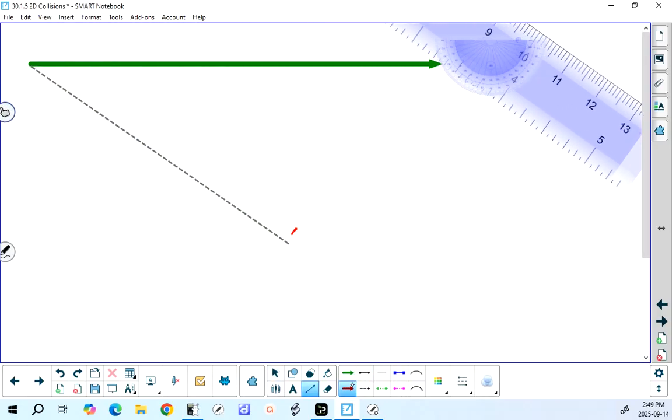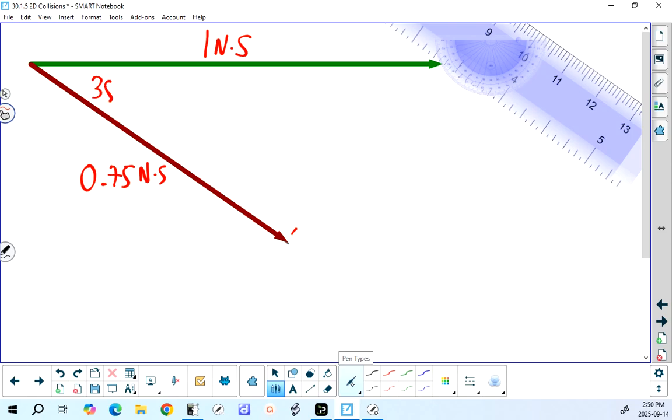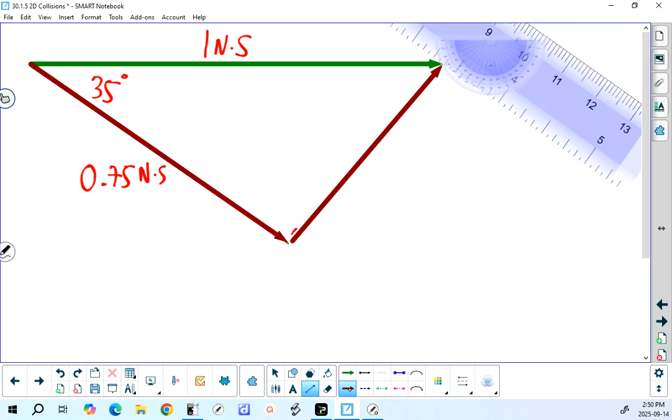So this is one of the vector momentums afterwards. We can start putting some labels on some of this. This is 1 Newton second. This is 0.75 Newton seconds. This angle is 35 degrees, although we don't really need it anymore. And that means that the other vector, in order to give us the proper sum, has to start here and end here.